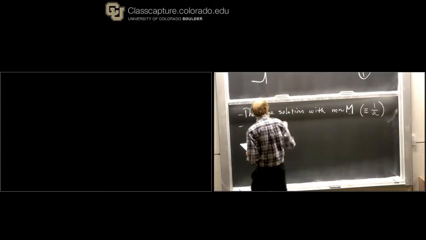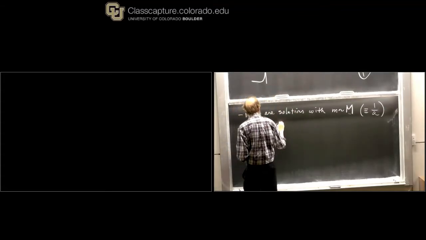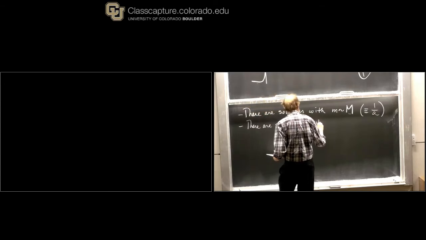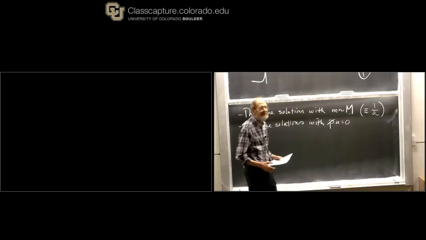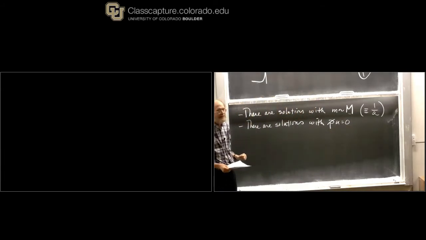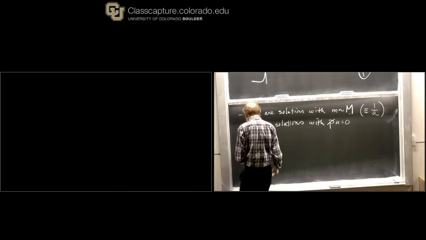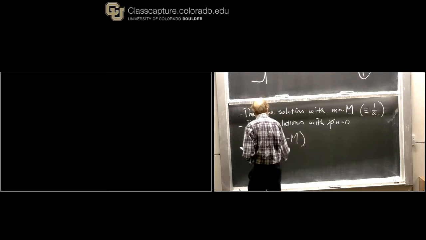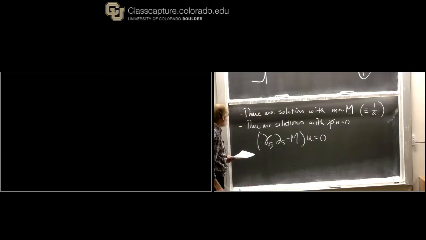But just like last time, there are solutions with p slash u equal to 0. And you know that from Wednesday. These guys are solutions to the equation gamma 5 d5 minus m times u equals 0. These are massless modes.